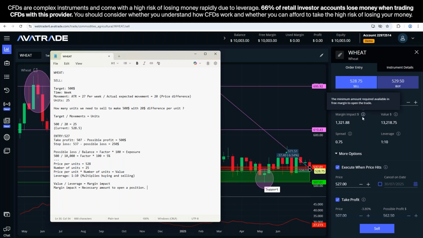That number right here is what we want. The value is the value of the position. The margin impact, we used to call it the margin requirement. For people who've been trading for a while, this used to be called the margin requirement. This is what we need to fulfill to be able to open the position.